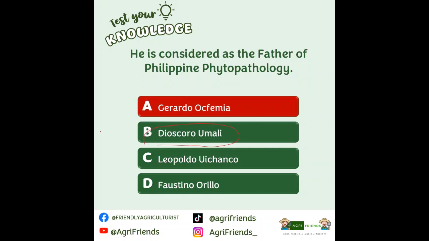Dioscoro Umali was a Filipino agriculturist and natural scientist known as the father of Philippine plant breeding. Leopoldo Huichanco is the father of Philippine entomology. And Faustino Orillo was a dean at UPLB that specialized in mycology and plant pathology.